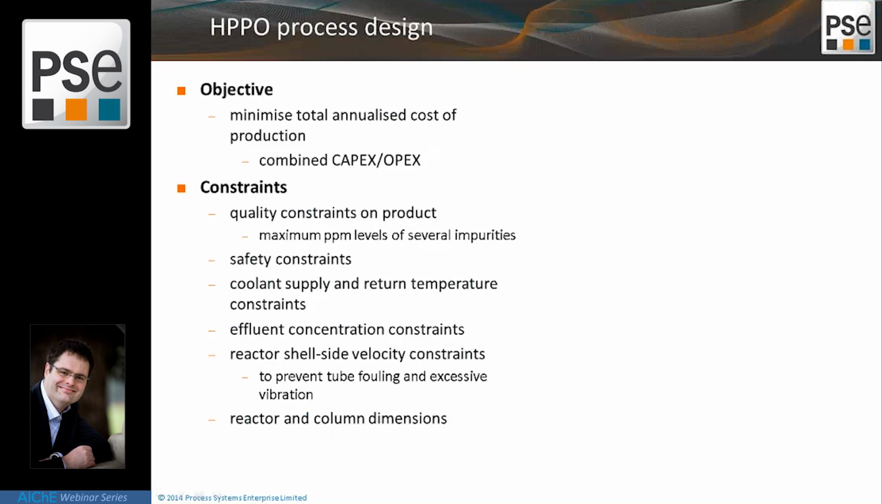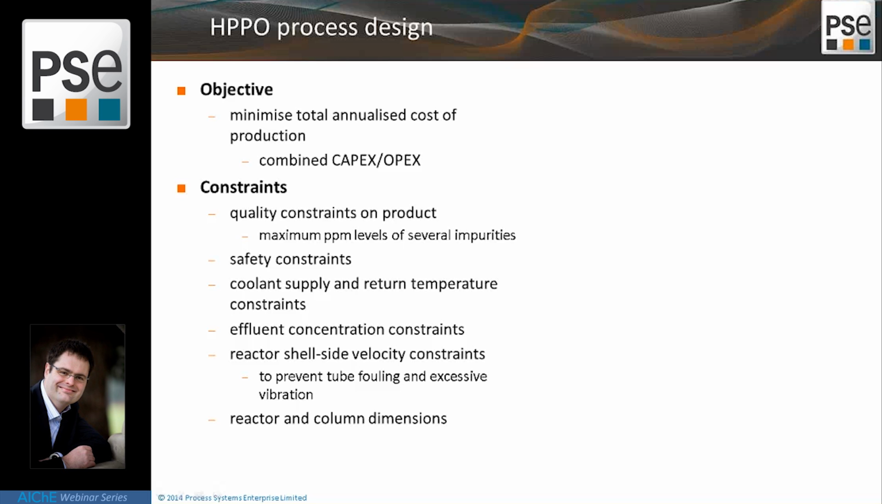Now, the objective in this case was to minimize the total annualized cost of the production, which is a combined CAPEX OPEX objective. We had constraints on quality on the product, obviously. Some of the impurities could only be as high as ppm levels. We had obviously safety constraints, coolant supply and return temperature constraints, and some of the coolants had to be returned to the environment, which have their own constraints. Effluent concentration constraints, reactor shell side velocity constraints.